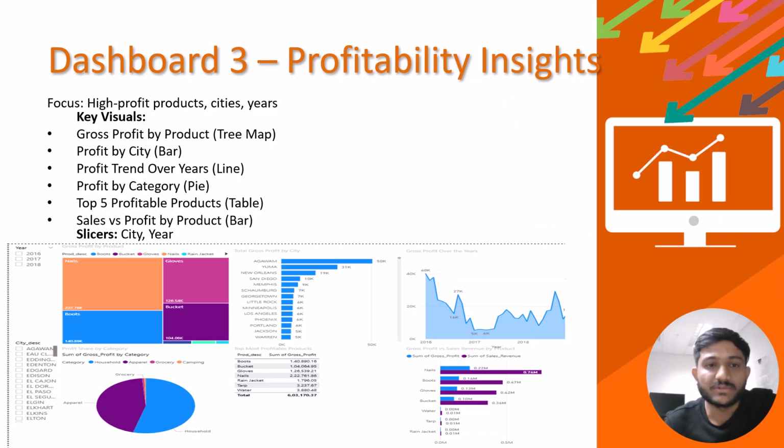In this dashboard, we focused on profit analysis. We used a tree map to show gross profit by product, a pie chart for profit by city, and a table for the top 5 highest and lowest profit items. We also included a clustered bar chart for profit trends over the years. A slicer lets users filter by year or city. This dashboard gives managers a clear view of where profit is coming from and which products or regions need attention.